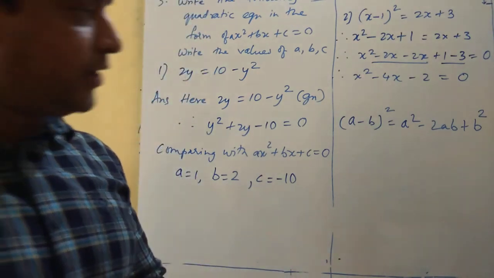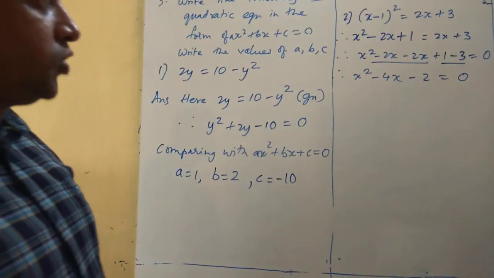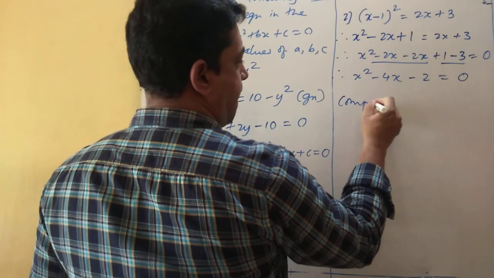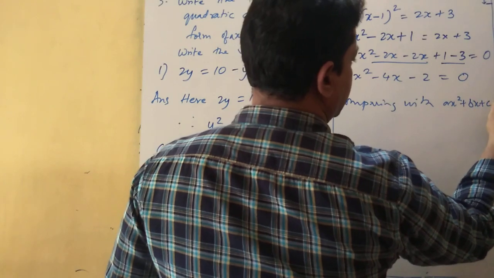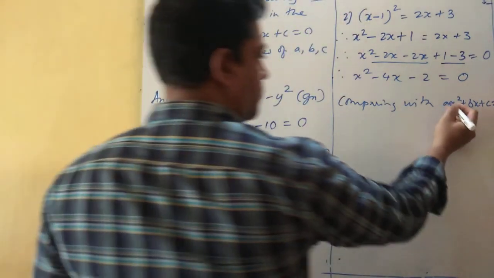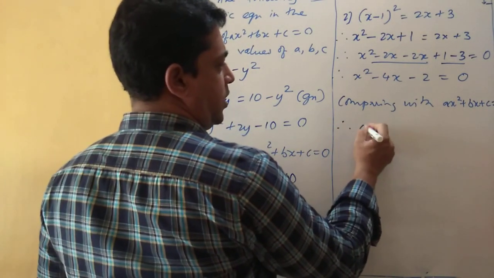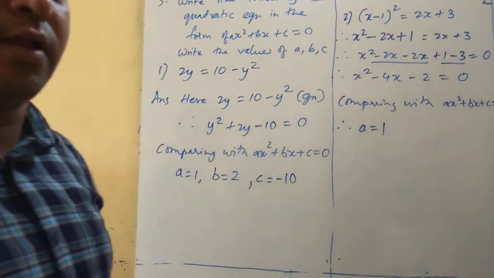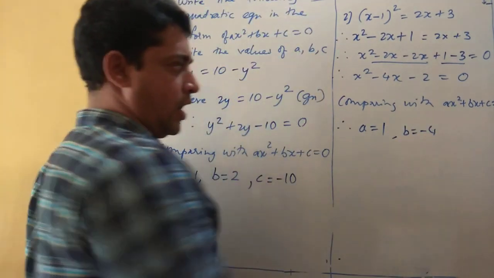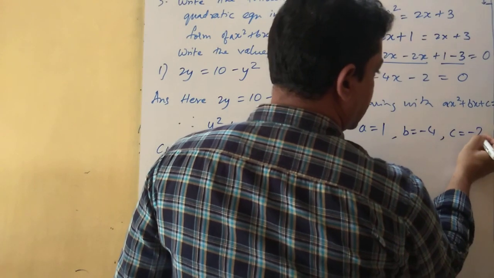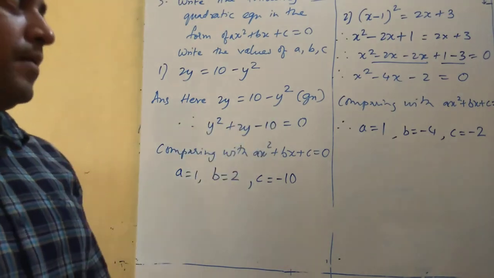Is it clear? Right, rub the formula. We have to complete the sum and write the value of ABC. Correct? So comparing with ax square plus bx plus c is equal to 0. Correct? We will compare this with your standard form. That means I get, therefore a is equal to 1 because we don't have any coefficient there. That means 1 is present. B is minus 4 and C is minus 2. Is it clear? All the sums are like this. You can try the other sums.